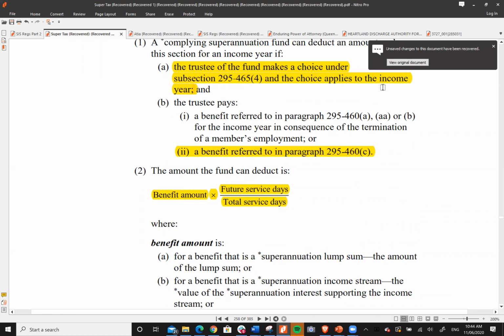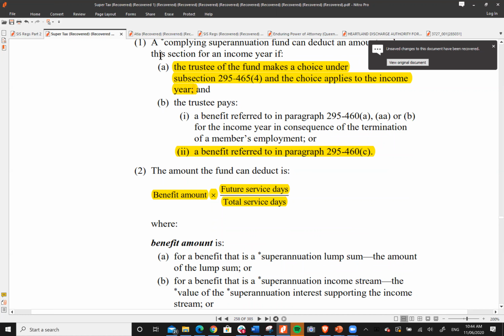So if it's $3,600, it's going to be 43 divided by 44. So it's 97% times 3,600. So effectively each month, out of the $3,600 payment, the fund would get $3,518 as a tax deduction. So that's not a bad little contributions tax benefit there. It's one that really most people aren't aware of.